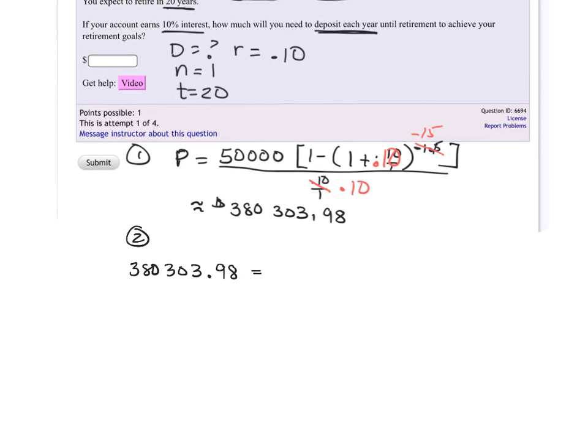Okay, and this time I need to figure out how much I need to deposit to make that happen. So since it's going to be, again, 0.10 divided by 1, I'm just going to put the 0.10. And then raised to, in this case, it's going to be 20 times 1, so I'll put 20. There's our minus 1. And then, again, 0.10 divided by 1 is 0.10. Okay, let's figure this out in our calculators real quickly.